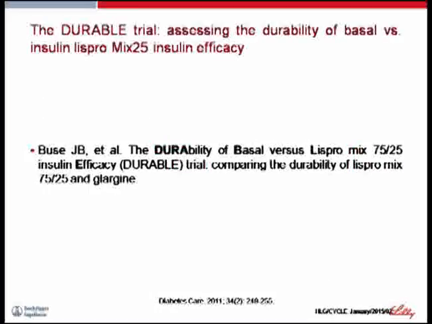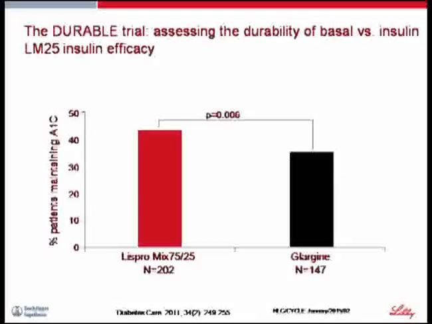Then let us look at a few other studies to see the durability of this regimen, for how long these regimens are going to be useful. The durability study had two arms: in one arm there is a premixed insulin of 75-25, in the other arm there is glargine. Let us see the results.